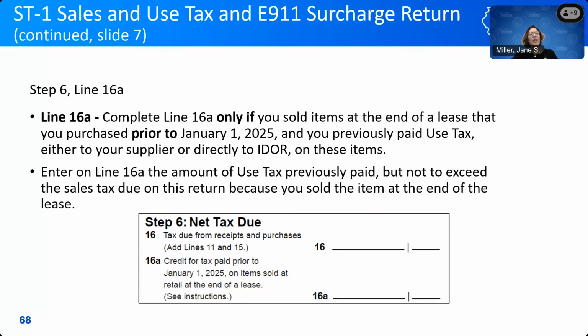The next change we have on the ST1 is line 16A. You complete 16A only if you sold items at the end of a lease that you purchased prior to January 1st, 2025, and you previously paid use tax either to your supplier or directly to the Department of Revenue on these items. Enter on line 16A the amount of use tax previously paid, but not to exceed the sales tax due on this return because you sold the item at the end of the lease.